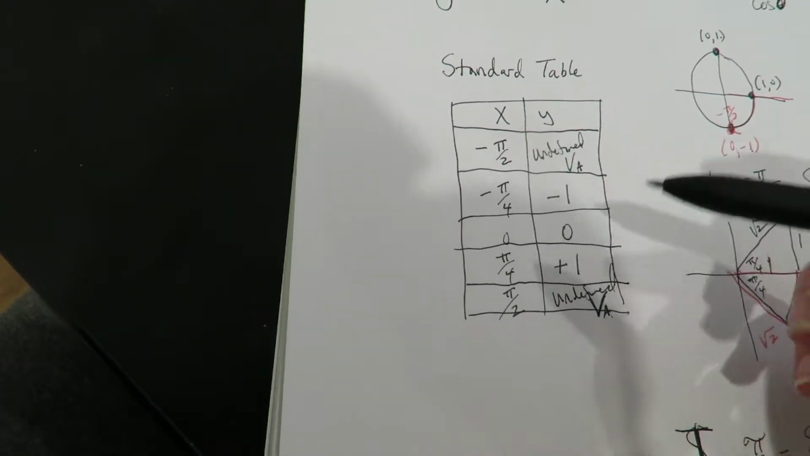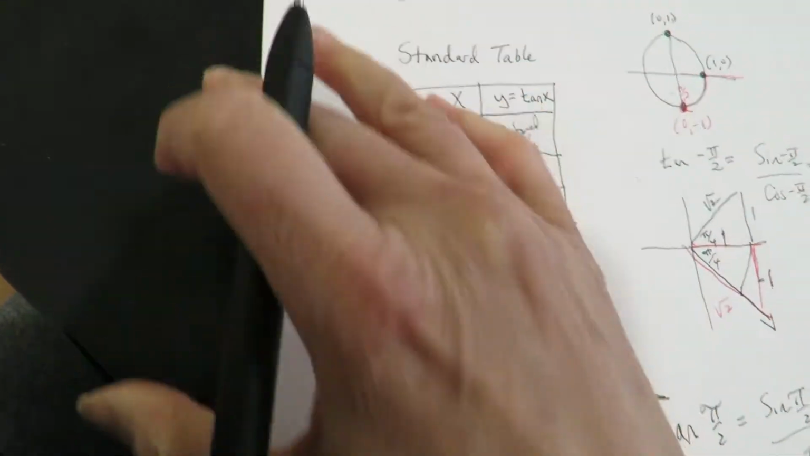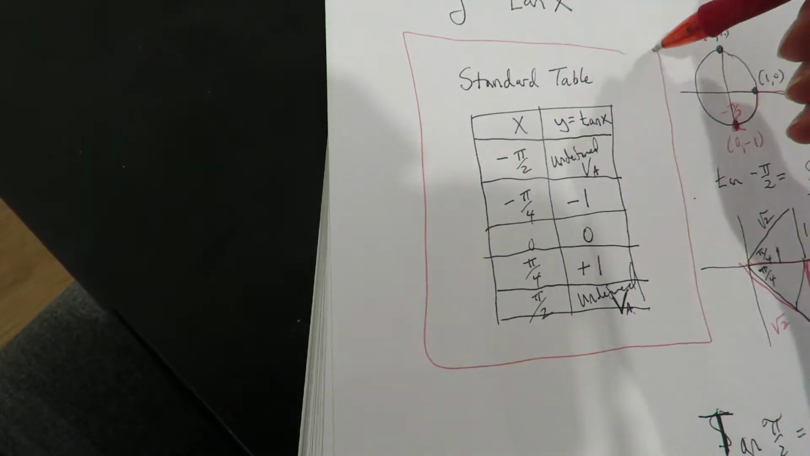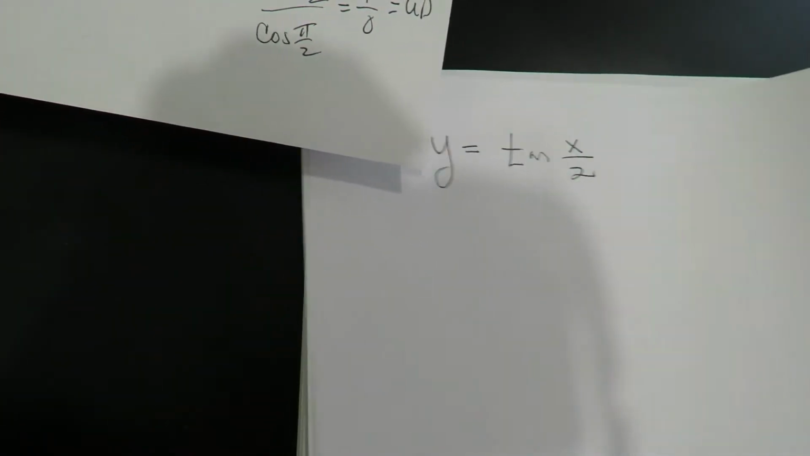Okay, so this is the standard table for the tangent function. You want to keep hold of this. This table is important for this graphing method. Let's go ahead and graph this. I showed you how I got the values. So now I'm going to graph that.